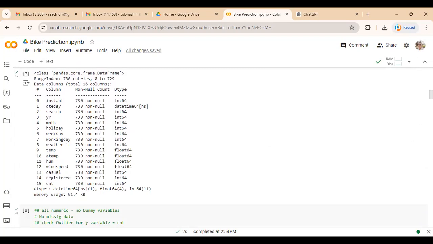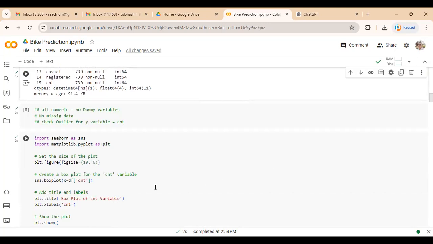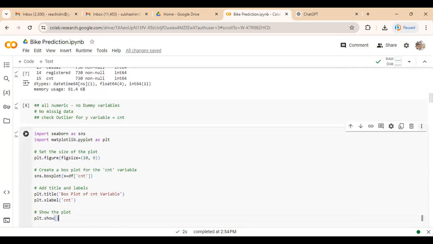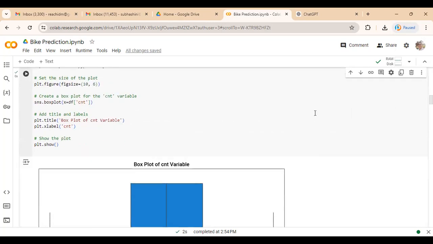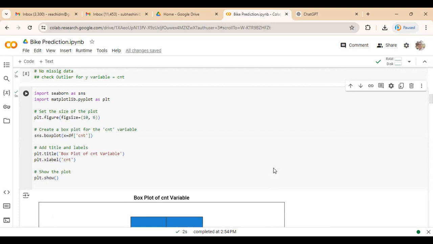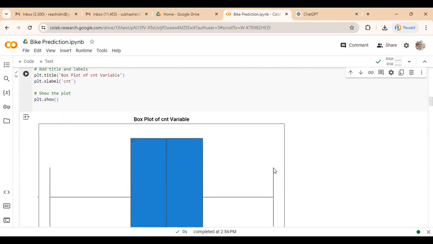On looking at the info around this data, we find that nearly every column or variable in this data is numeric. There's just one day, which is a datetime column. So let's actually see how the data looks again, especially the box plot for count, because that's our y variable and we really want to know, do we have outliers in this? We would want to check for outliers in the y variable.